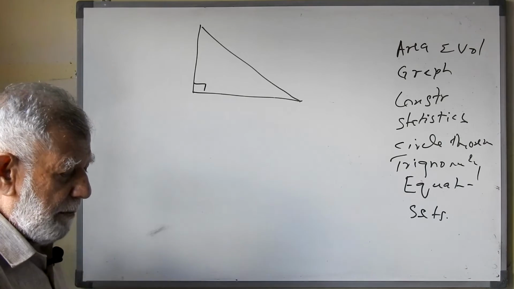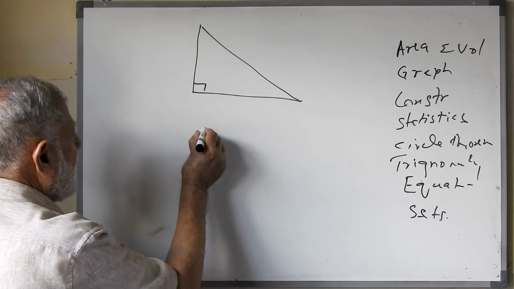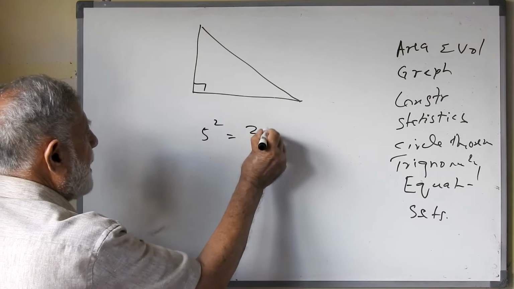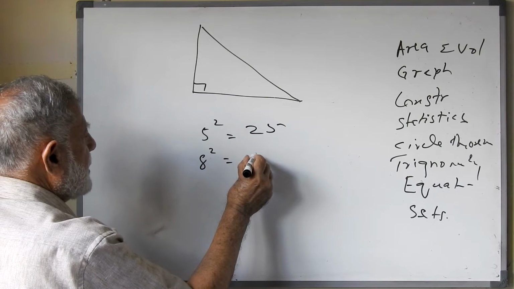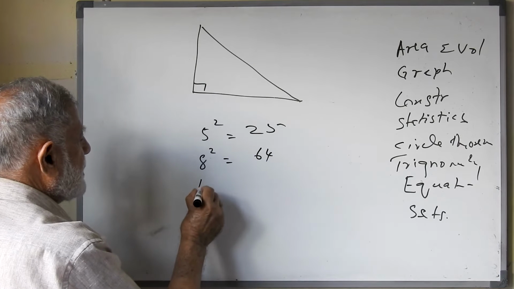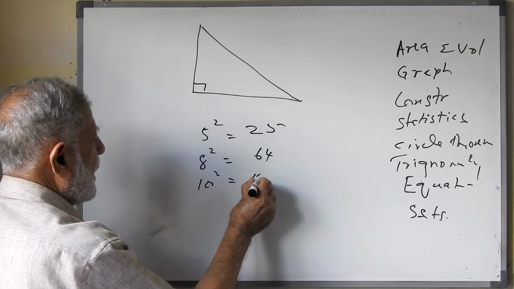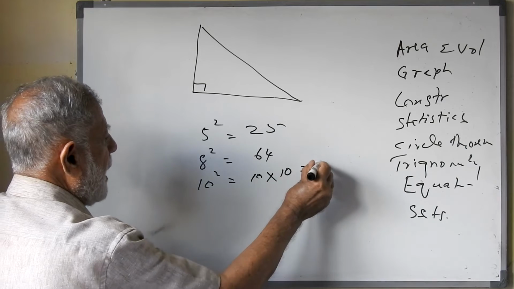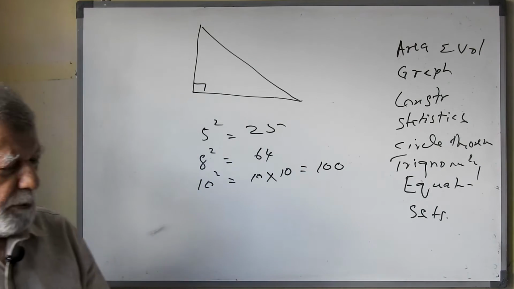Secondly, you must remember the squares. Now what is 5 squared? 5 squared means 25. What is 8 squared? 64. What is 10 squared? 10 squared means 10 into 10, that is 100. Like that you must know what it is. You must learn all the squares up to 25.